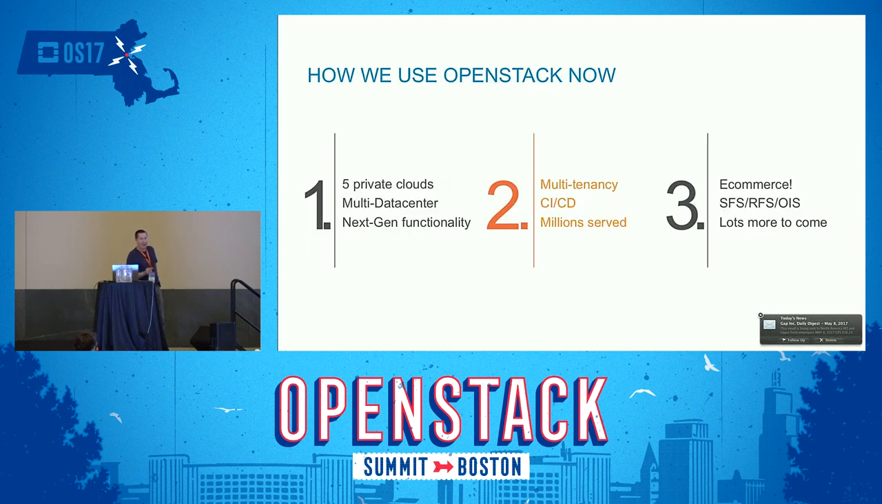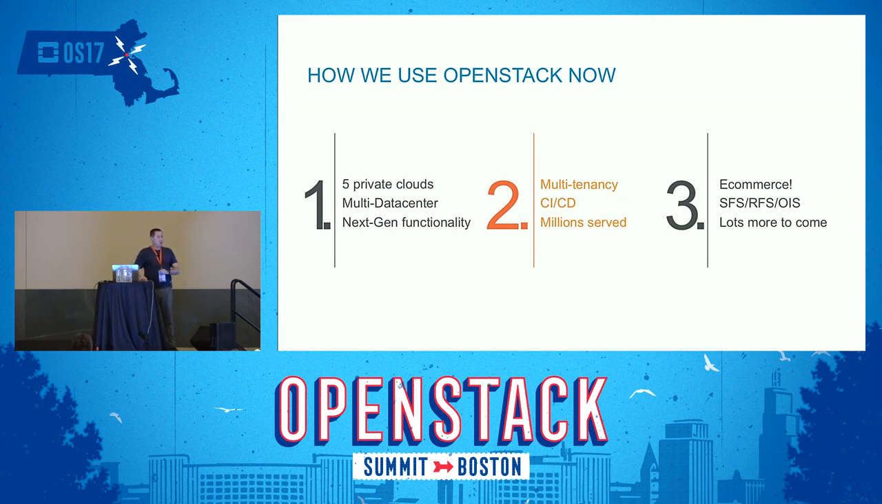So now we have a completely different environment. We have 5 private clouds right now. Liberty is our newest release. We have 2 clouds on Liberty, and then we have 3 legacy clouds that are still on Havana, and workloads are being migrated into the newer clouds. We call them our next-gen clouds, but they're already old. And we're a multi-data center.